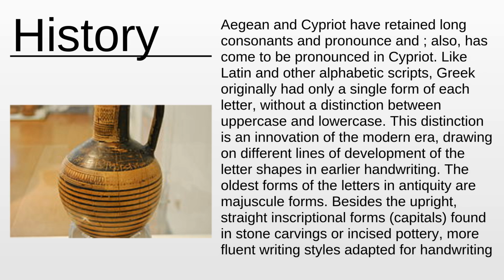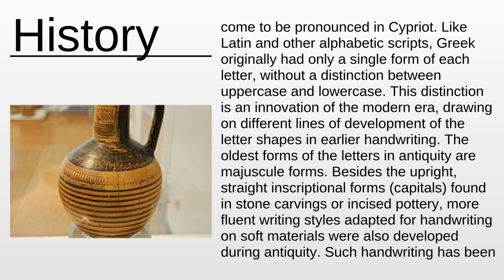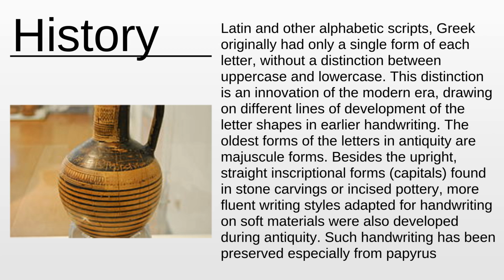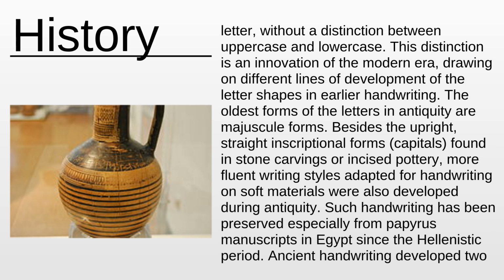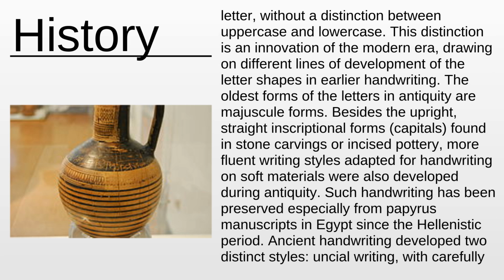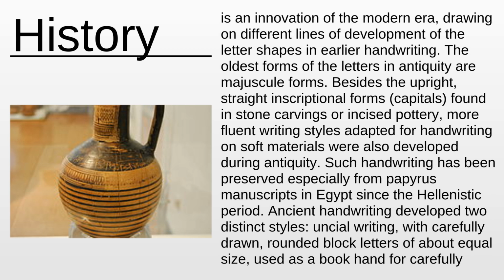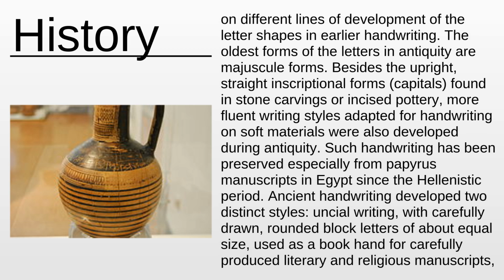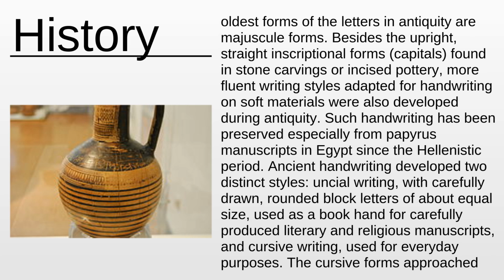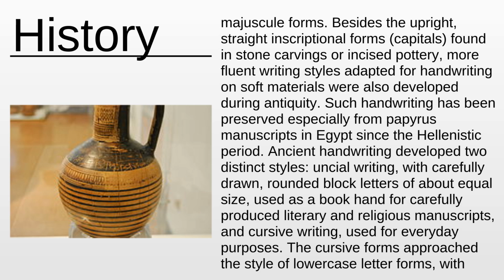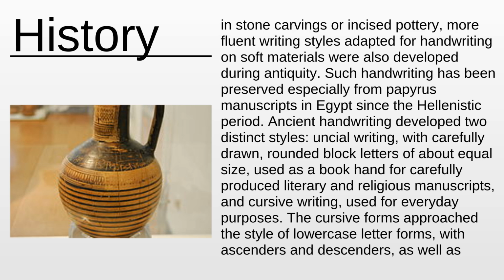Some dialects of the Aegean and Cypriot have retained long consonants, and this has also come to be pronounced in Cypriot. Like Latin and other alphabetic scripts, Greek originally had only a single form of each letter, without a distinction between uppercase and lowercase. This distinction is an innovation of the modern era, drawing on different lines of development of the letter shapes in earlier handwriting. The oldest forms of the letters in antiquity are majuscule forms, besides the upright, straight inscriptional forms, capitals, found in stone carvings or incised pottery.